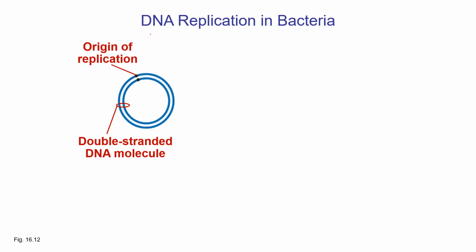So remember, bacteria have circular chromosomes. So you can see there's my circular chromosome. It's got two strands of DNA. It's a double helix. And DNA replication starts at something here called an origin of replication.